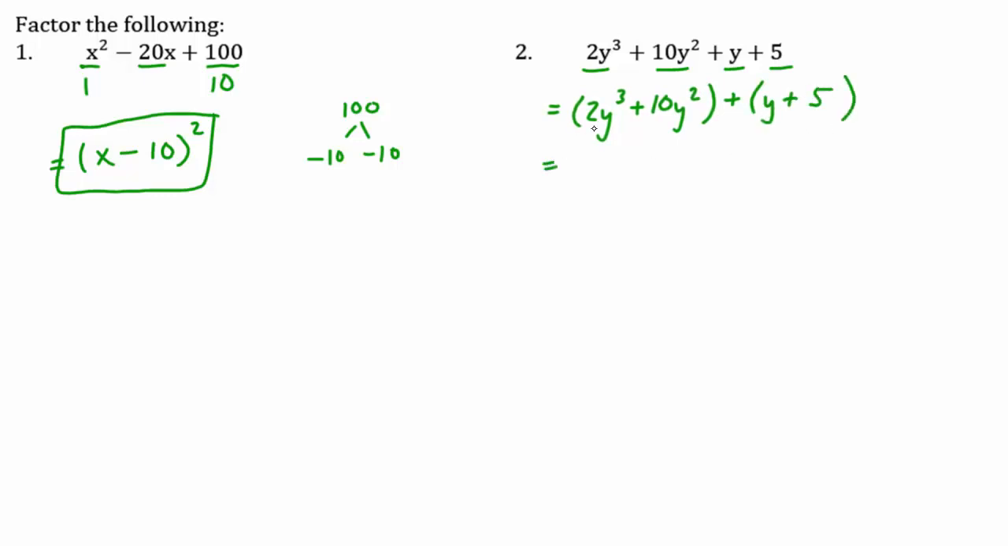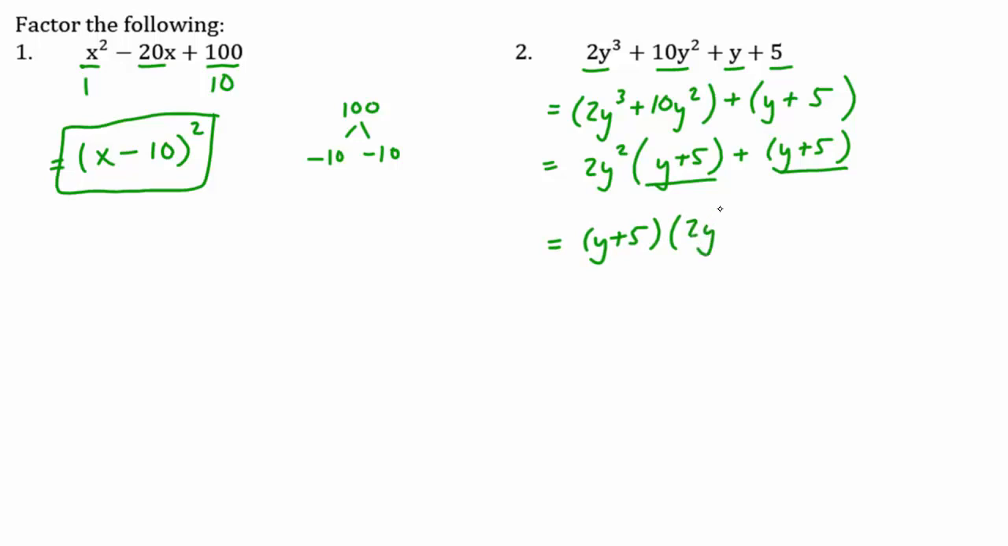So I'll look and see what the GCF of the first 2 terms is. I can factor out a 2y squared, and we'll get y plus 5. On the second one, it's already y plus 5. The GCF is 1 out there. They both have a term of y plus 5, so I can factor out this y plus 5. And what is left over is this 2y squared plus 1.